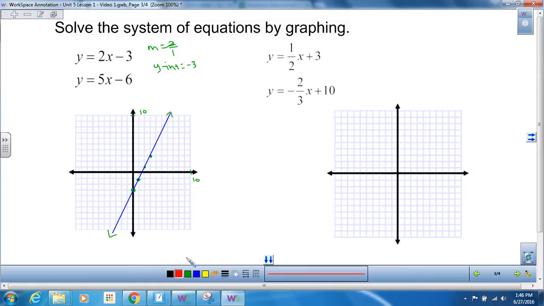And now let's do the second one. My slope is 5, which is 5 over 1. The y-intercept is 0, negative 6. So start at negative 6 on the y, go up 5, right 1. So I actually can tell where they're going to intersect. Okay, and draw that line.